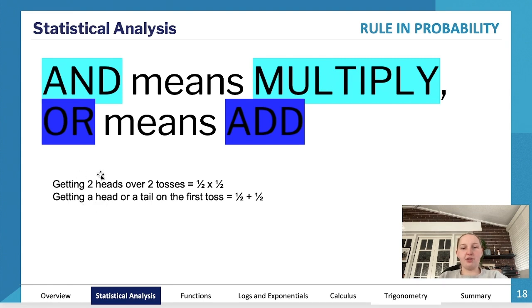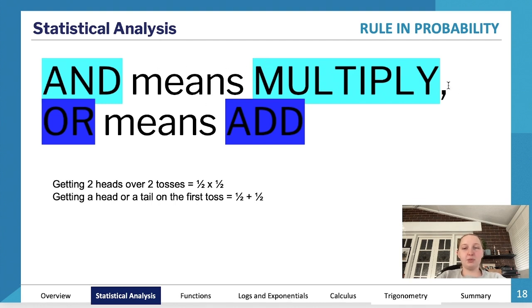So if you want to have the probability of getting 2 heads over 2 tosses, so think of that as heads and heads, you want to multiply. If you want to get a head or a tail on the first toss, you want to add them. Okay, so if you're running notes or anything, if you're going to take anything away, please take this away. It'll make your life so much easier when you start to do more probability questions. And it'll be super good for you guys in year 12 if you can already get a grasp on what this means. So and is multiply, or means add.